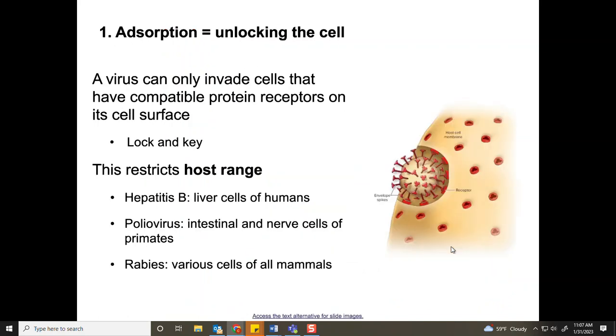Alright, so let's go through each step. The first step is, again, absorption. This is where the cell is unlocked, quote unquote. This is where a virus will dock itself to a compatible protein on the cell surface and bind to that receptor site. So hopefully, I know you learned this with me in Bio 1.